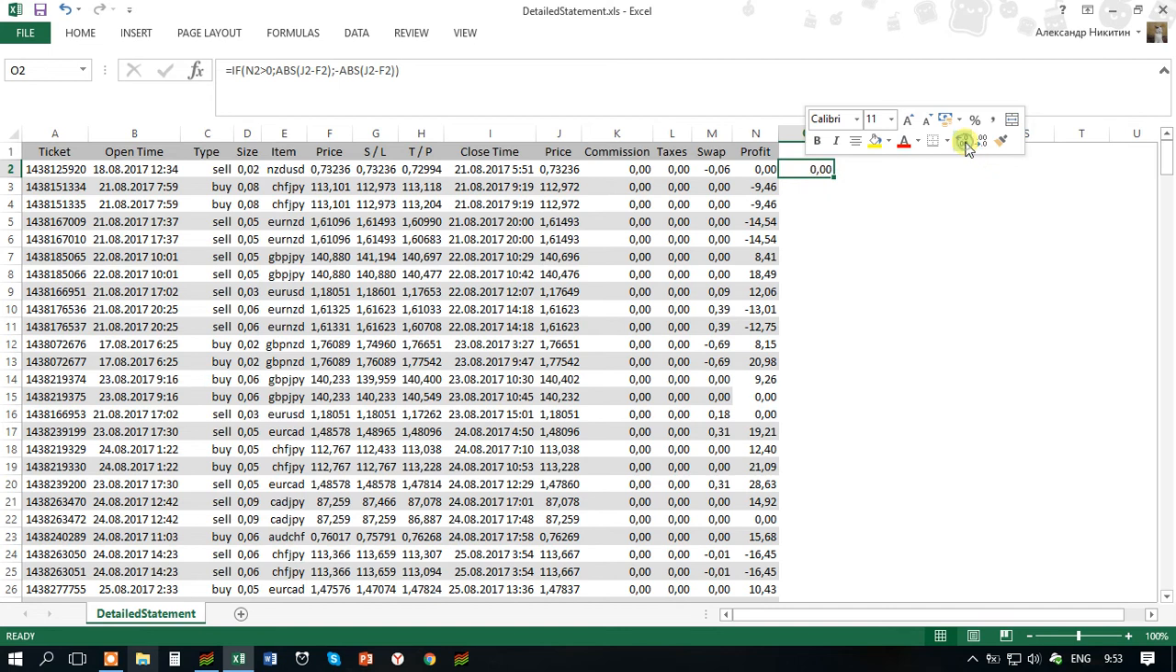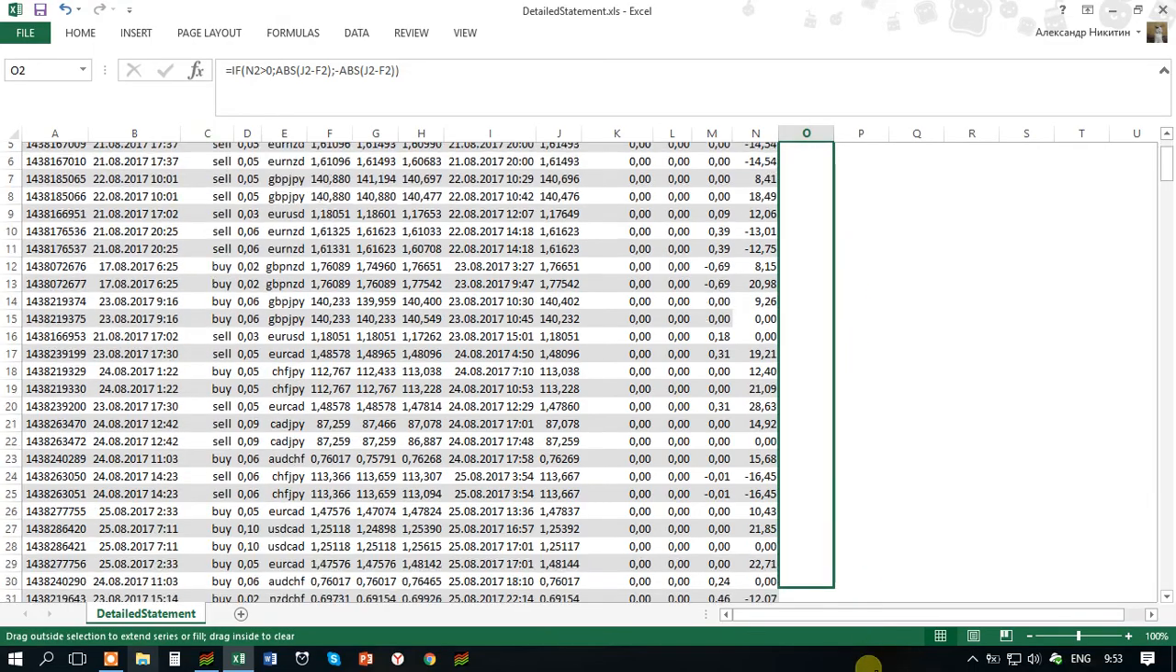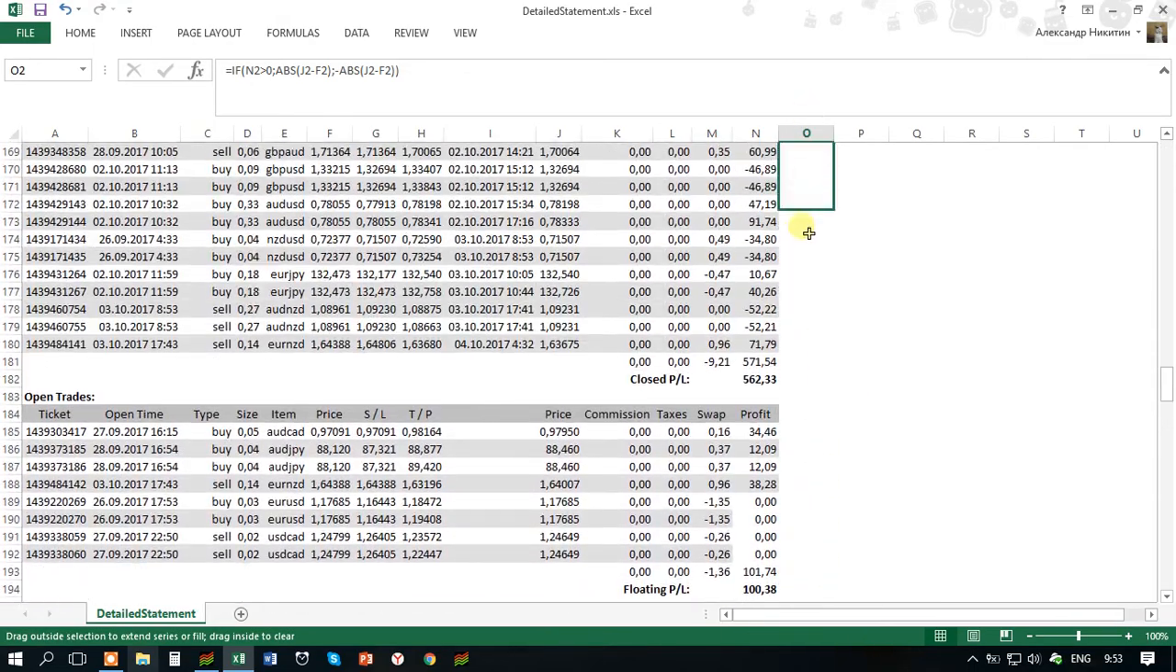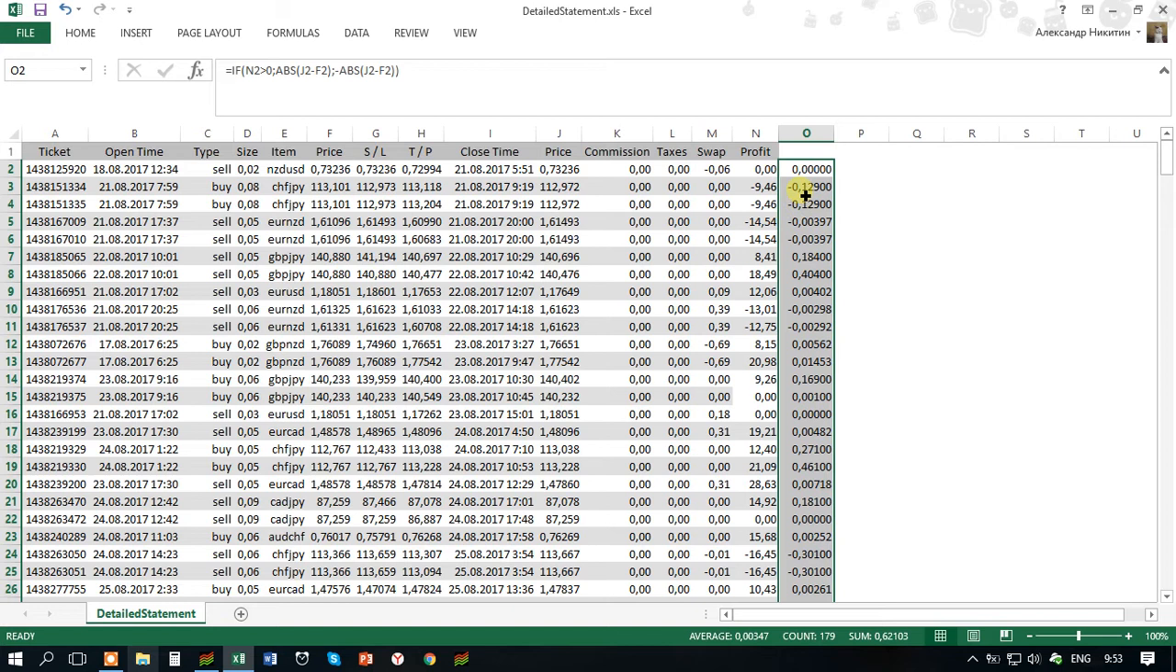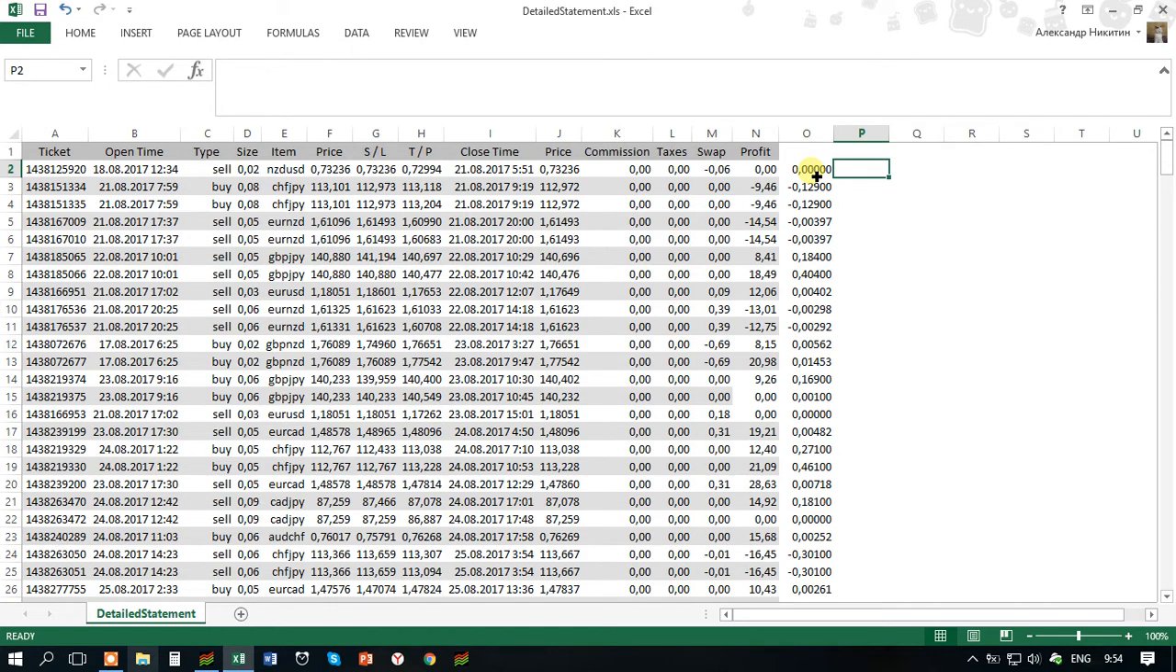Let me have 1, 2, 3, 4, 5 zeros, because I have a 5-digit broker. Let's go here. Okay, nice. So what's wrong with this calculation? This large amount of pips, because it is CHF JPY. You see? CHF JPY, and the amount of pips is enormous. It is unbelievable to have that many pips here. With 5-digit brokers, we should multiply by 5, and with 3-digit brokers, we should multiply by 3 digits.